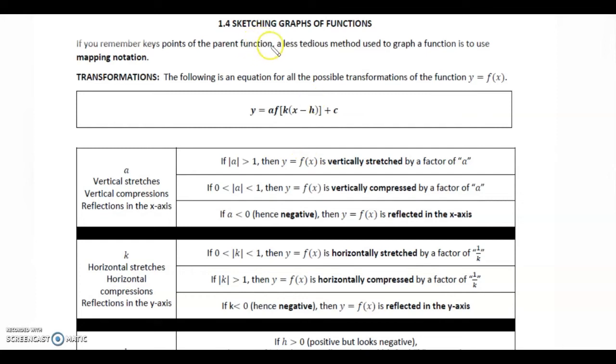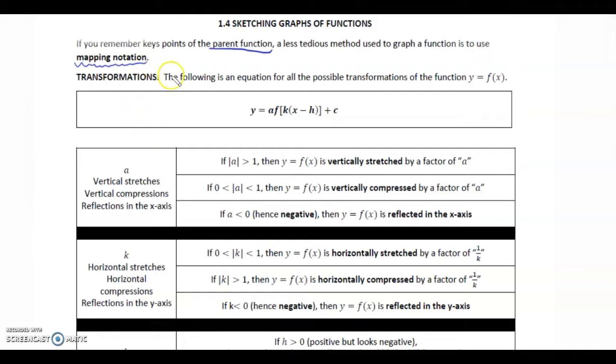Hey, 1.4, sketching graphs of functions. So if you remember key points of the parent function, a less tedious method used to graph a function is to use mapping notation. And this is what we're going to focus on for this entire lesson and pretty much most of this course. Okay, so this rolls in from last year.